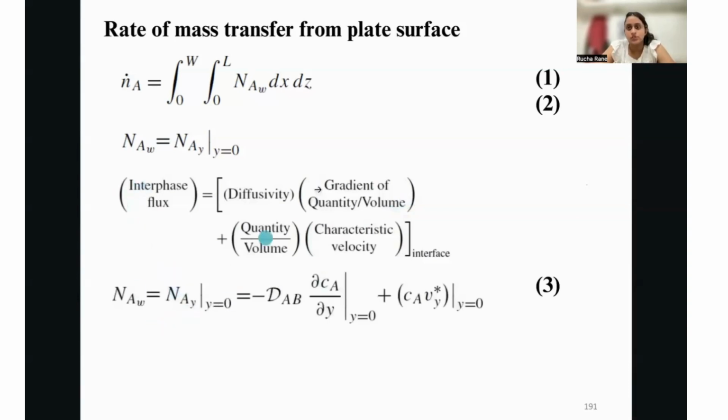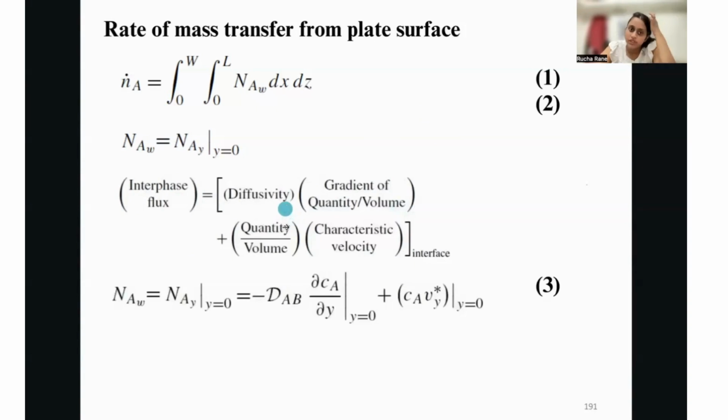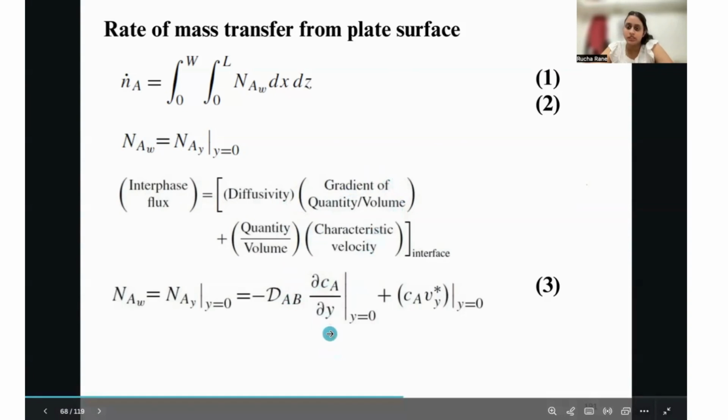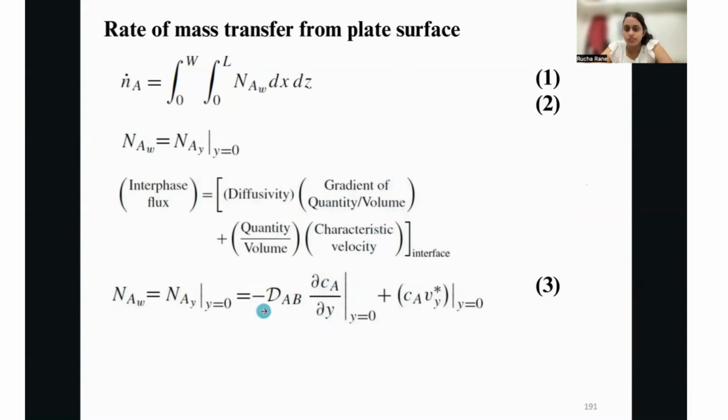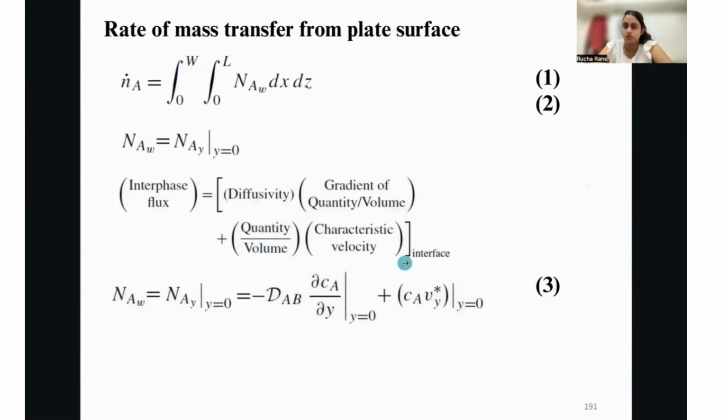Now, as we saw in equation 2, NAW is written as NAY at y is equal to 0. This diffusivity is DAB. Gradient of quantity by volume is dCA by dy. Now, there is a negative sign. This negative sign comes because quantity by volume is decreasing as we are moving forward with y. So that's why there is a minus sign there. Plus, quantity by volume is your CA into Vy. Vy is your characteristic velocity.